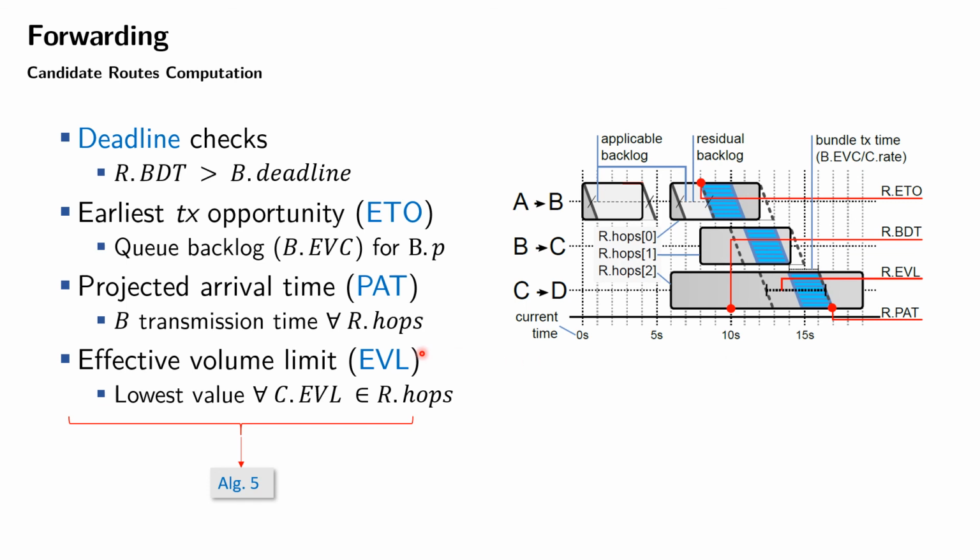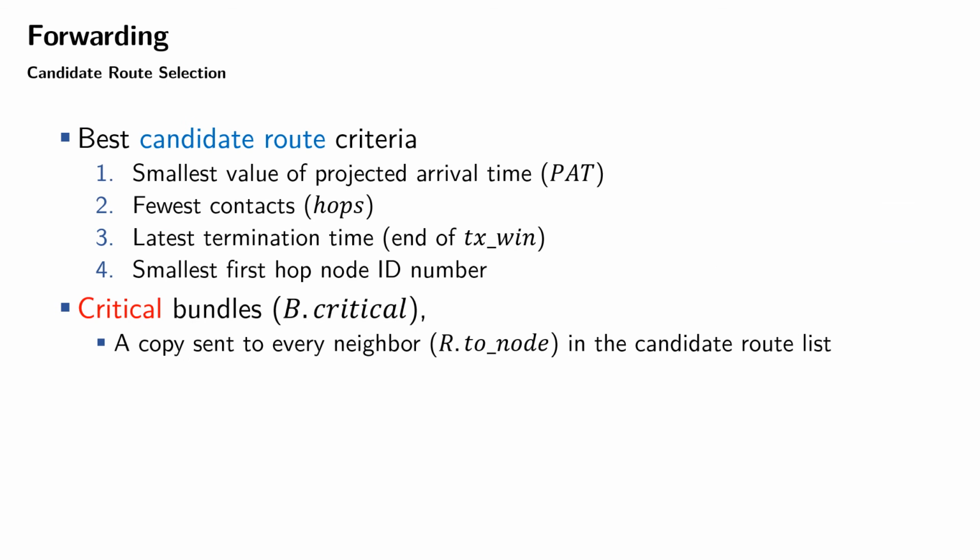Finally, you also want to evaluate the effective volume limit of that route, because it might happen that you have already taken decisions to forward bundles through this route, and you are already occupying the volume resources available on that route. And basically, all these conditions need to be checked at forwarding time before declaring a route as a candidate from the list. So based on this, you can choose the best route.